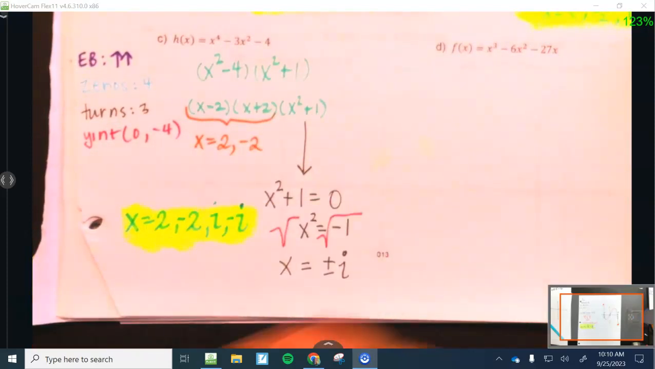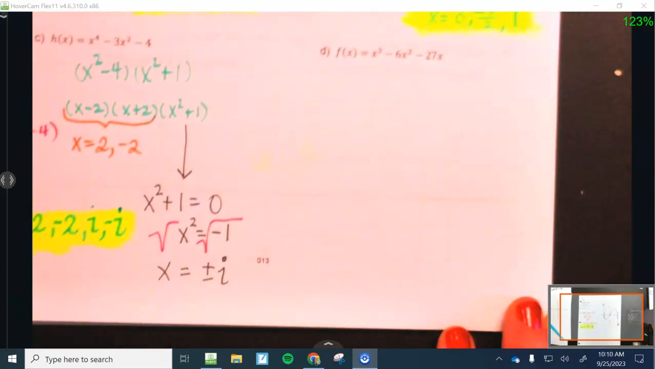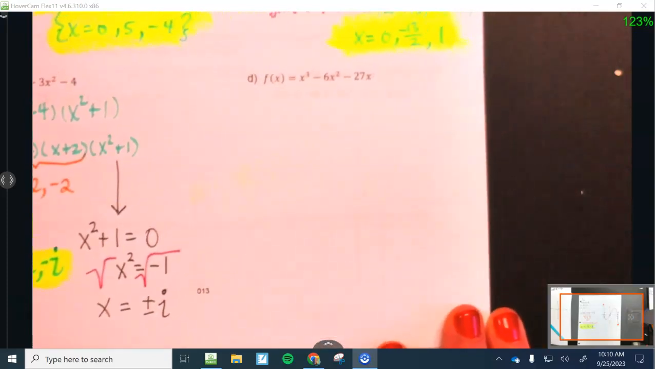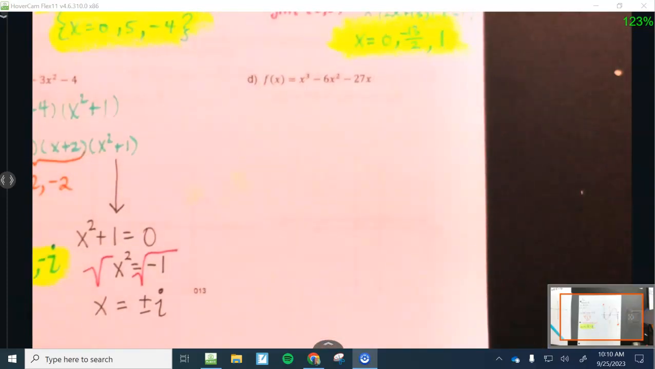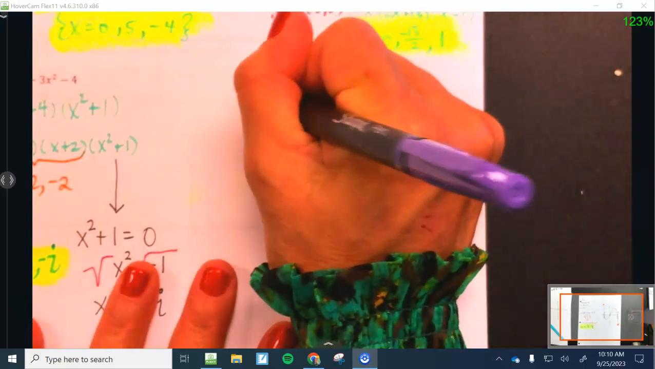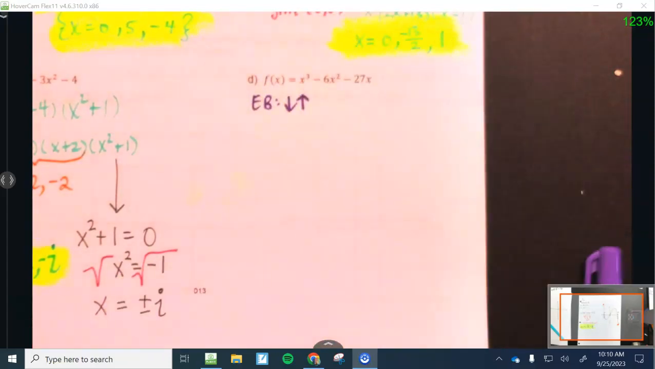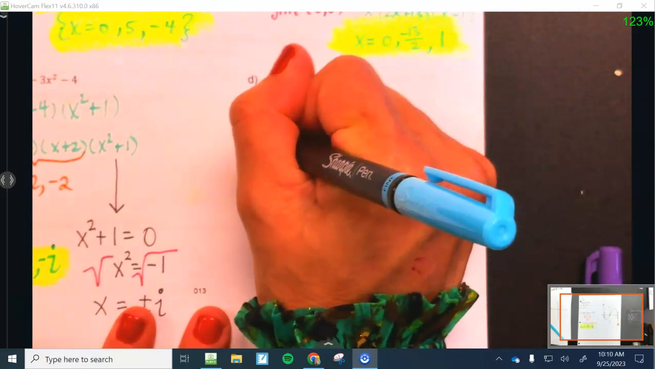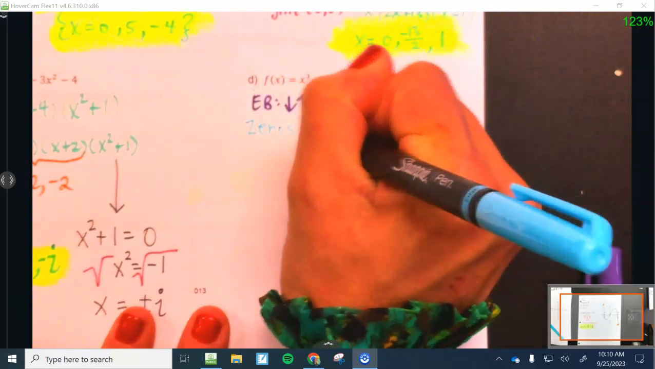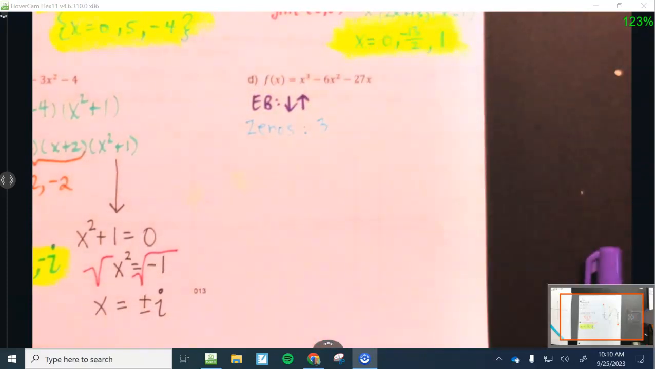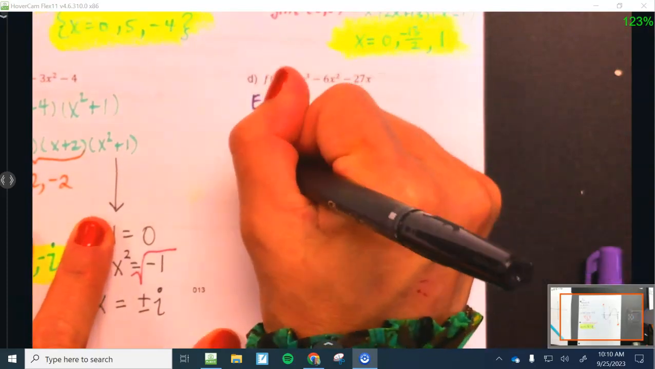Let's take a look at the next one. All right, last one before we start graphing. All right, guys. So, end behavior. Super quick, what is it? Down, up. Yes, yes, yes. What about the zeros? Yep. 3 zeros. Turns. Yes, 2 turns. Y-intercept. Yep.